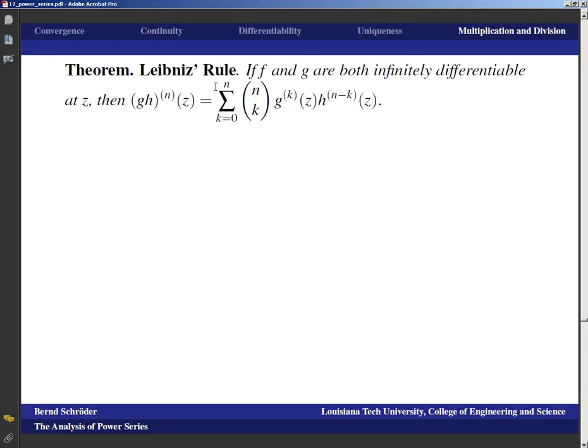Interestingly enough, we're starting with Leibniz rule about infinite differentiability. If you've got two functions that are differentiable infinitely often at a point z, then the nth derivative of the product g times h is given by the sum k equals 0 to n of n choose k, this is the binomial coefficient, times the kth derivative of g at z times the (n minus k)th derivative of h at z. And you notice that this should not be f and g, this should be g and h. Let me fix that. There, now it is g and h.